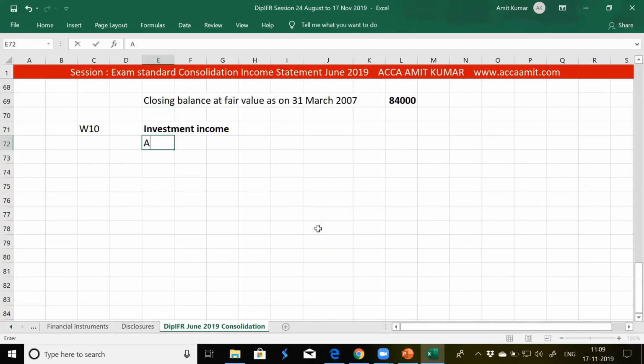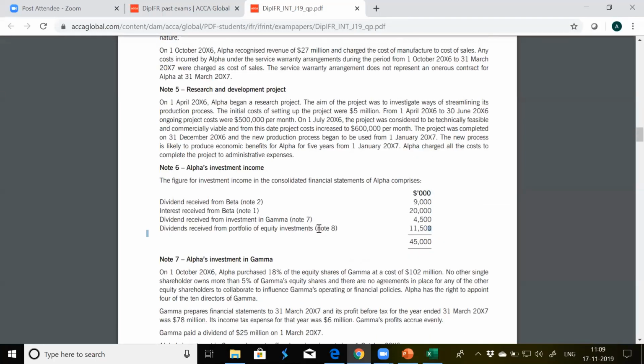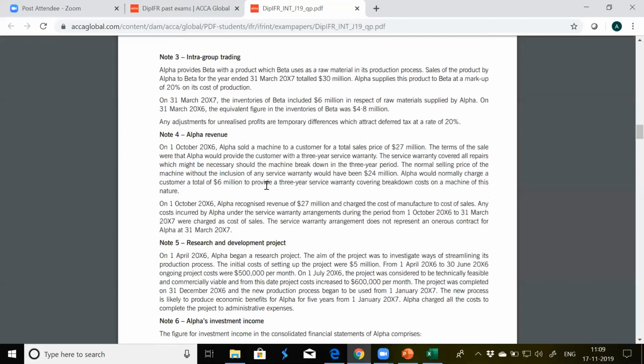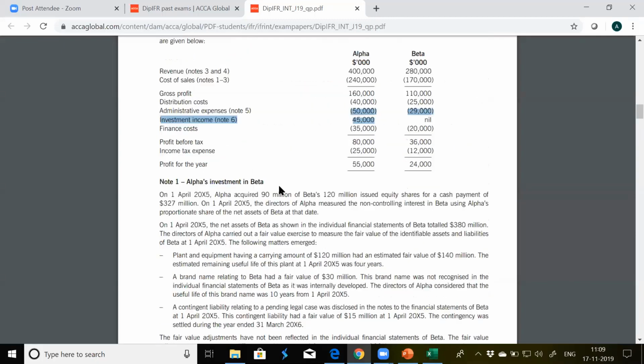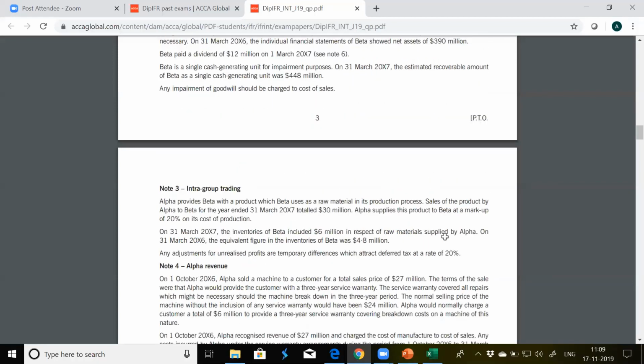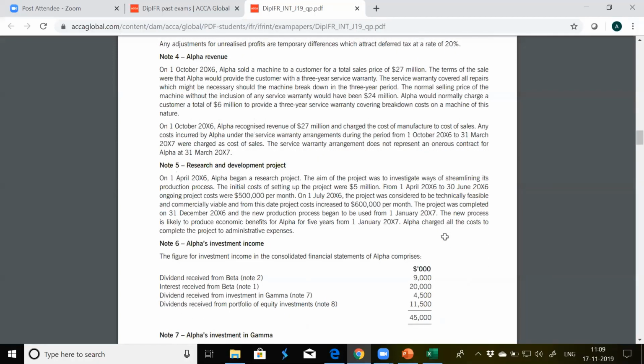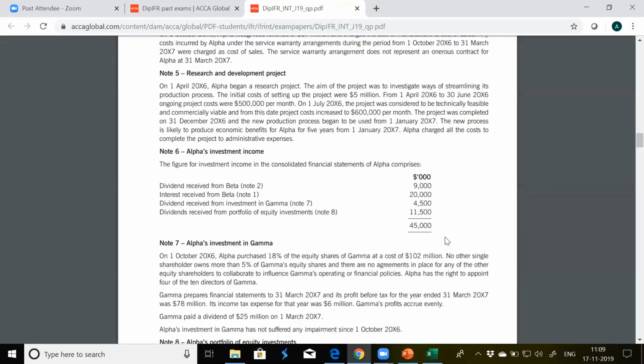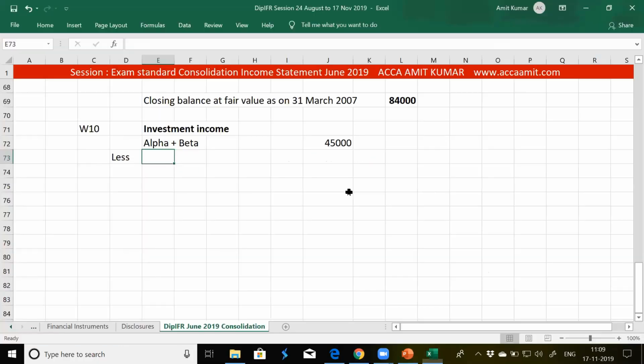Investment income, Alpha plus Beta, as given in the question, it is worth 45,000. It is also explained in the note, it is worth 45,000. From it we will less the dividend received from Beta. Why are we deducting it from here?